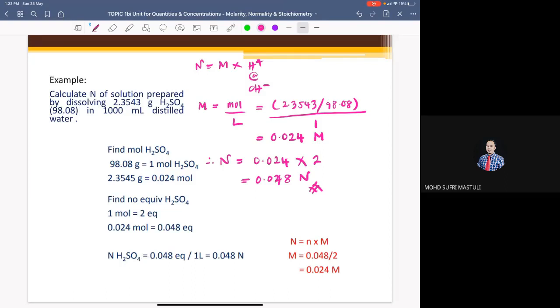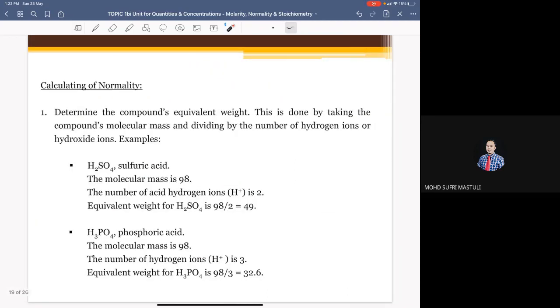But you can also calculate the normality using equivalent per liter. You have to be familiar with this one to calculate the equivalent of reacting unit. It's up to you which formula you want to use: either normality as molarity times the number of hydrogen or hydroxide, or normality as equivalent per liter.